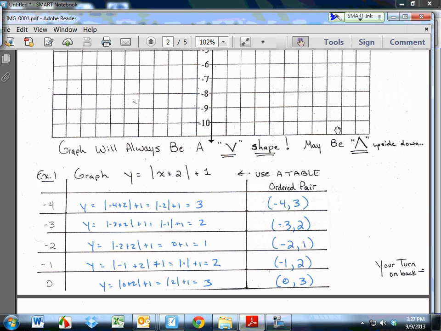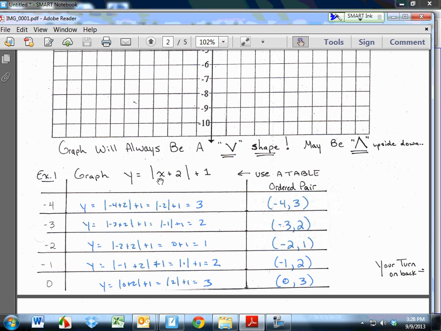Okay, this is the Learning Target 6 notes, which is really two parts. Part one is graphing an absolute value equation. So here's an example: y equals the absolute value of x plus 2, plus 1. So we're going to graph the equation with an absolute value.